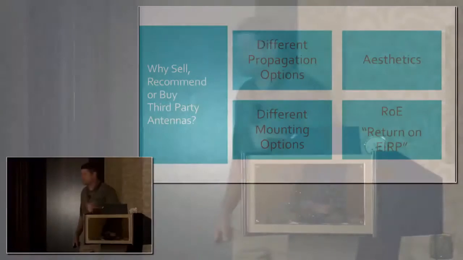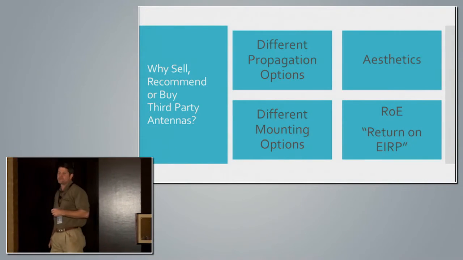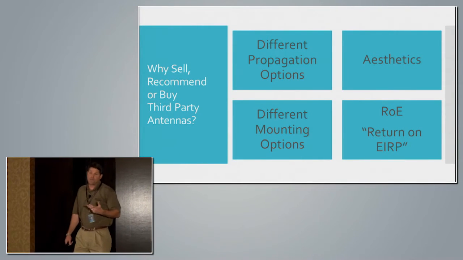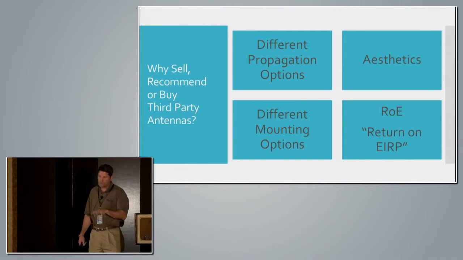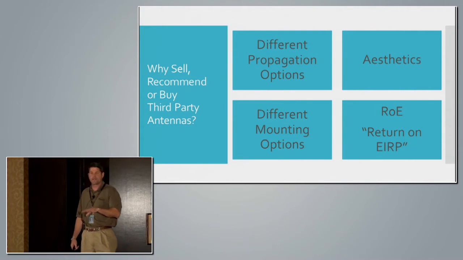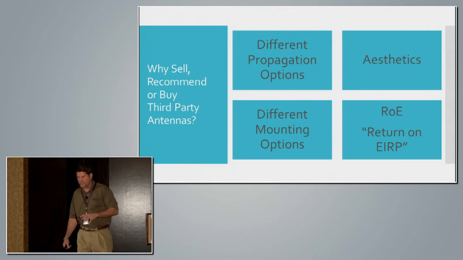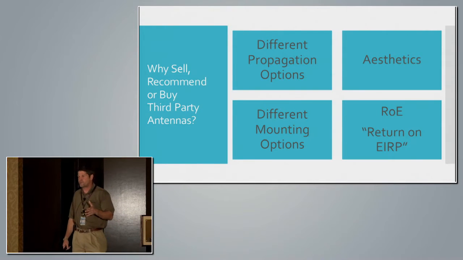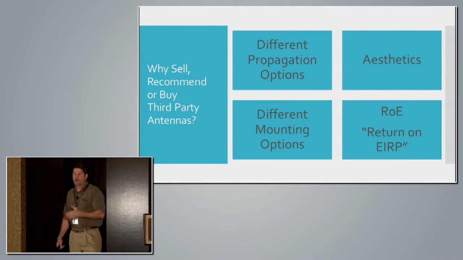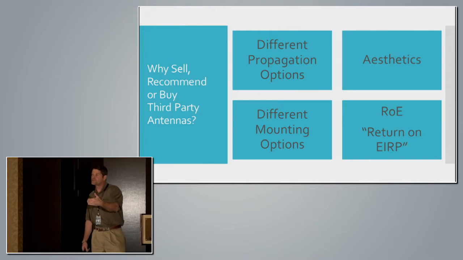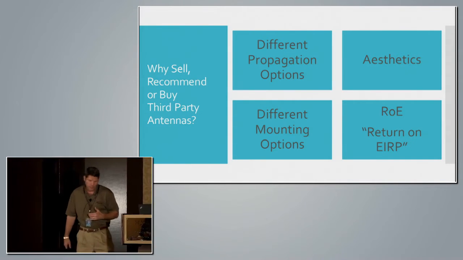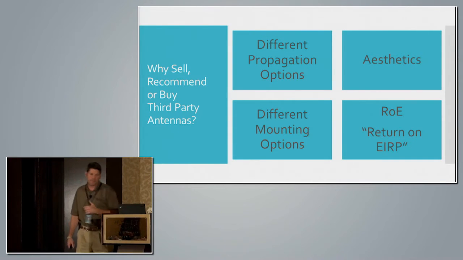So why would you want to sell or recommend or use different antennas? One of them, a lot of it may be propagation options. We have a lot of really good antennas that the manufacturers try to carry in their suite, and all of them do a nice job. But sometimes you may need to propagate or do something different. So knowing how to use a third-party antenna is critical so that you can know which ones you can install and use in certain applications.